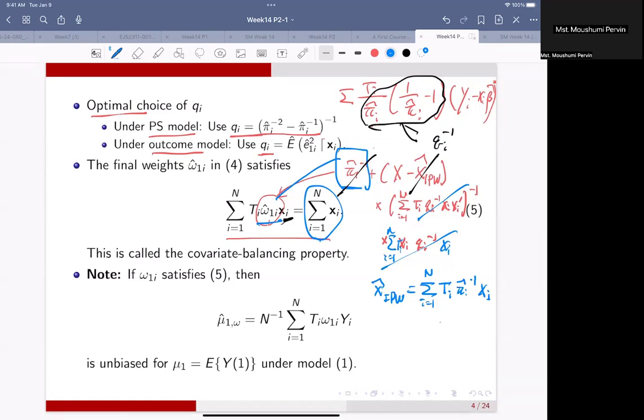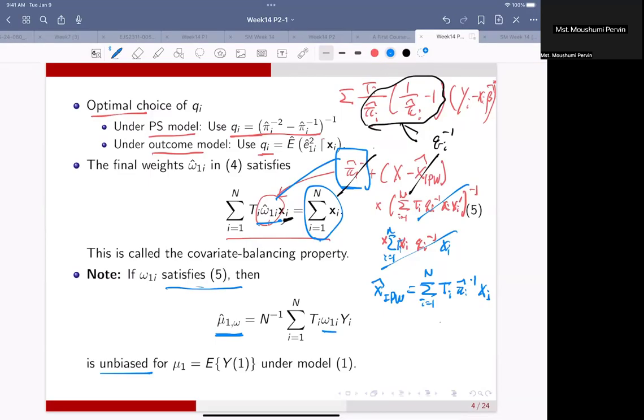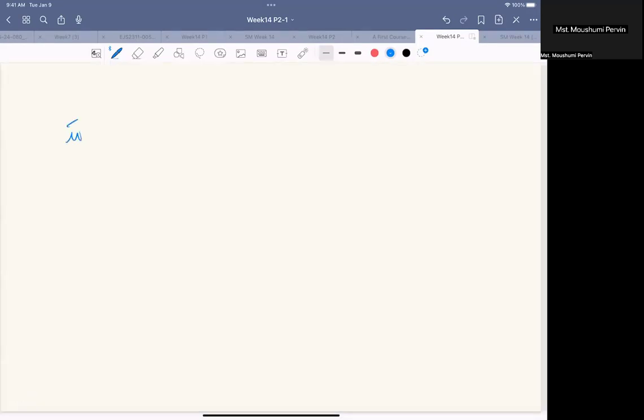As long as the weight satisfies this covariate balancing property, then the estimator using the weight is model unbiased, right? So under the model, we covered that already, but let me do it one more time. I guess this is what we want.